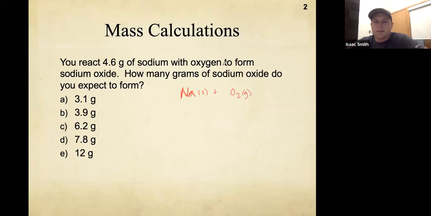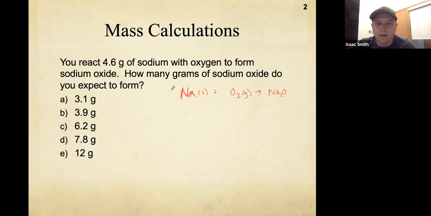And again, whenever it says oxygen, it's O2. Oxygen is a diatomic molecule, so it's always O2. It's never just by itself. And we're forming sodium oxide. So hopefully we've had some practice doing ionic equations, and you could come up with that formula for sodium oxide. How many grams of sodium oxide do you expect to form?